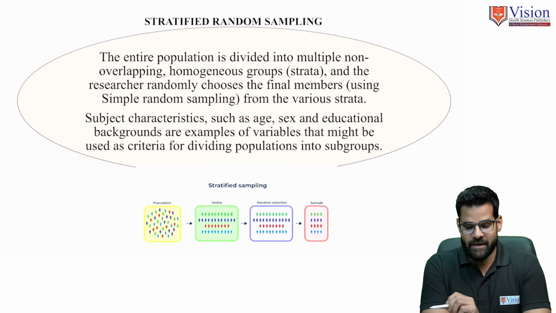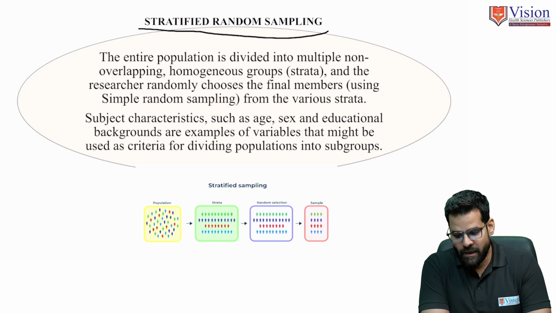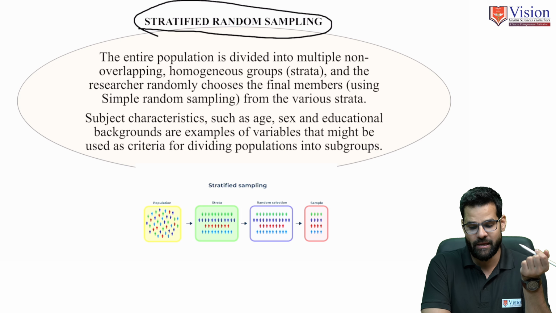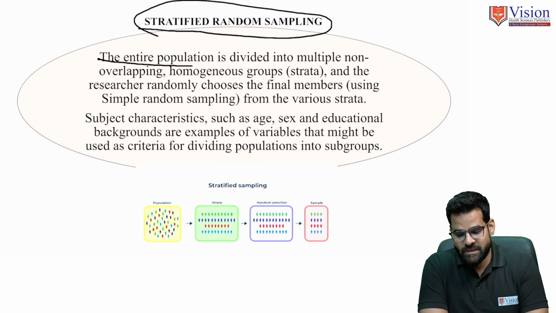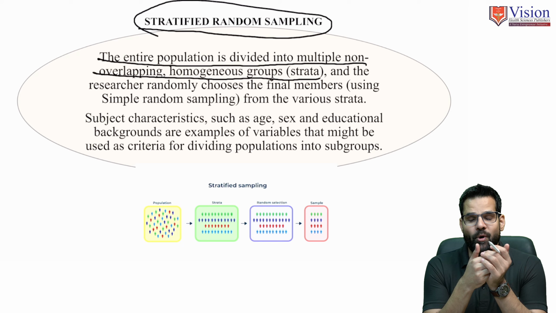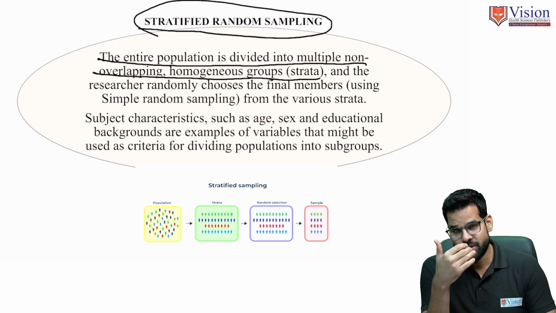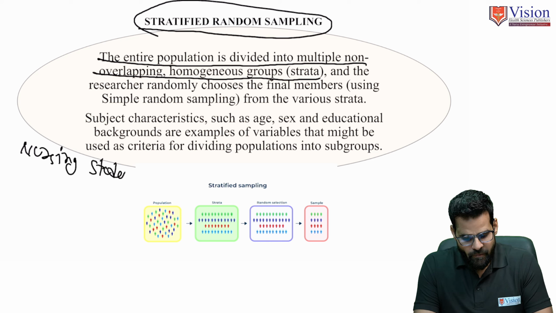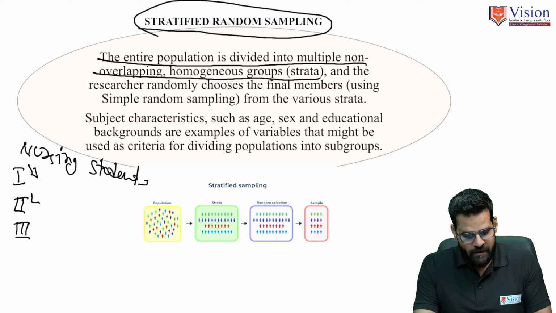So that is about simple random sampling. Now we'll talk about another important technique, stratified random sampling. What is stratified random sampling? The entire population is divided into multiple non-overlapping homogeneous groups, or strata. If you see the population characteristics, if I continue the same example, nursing students. Nursing students include first year, second year, third year and fourth year.